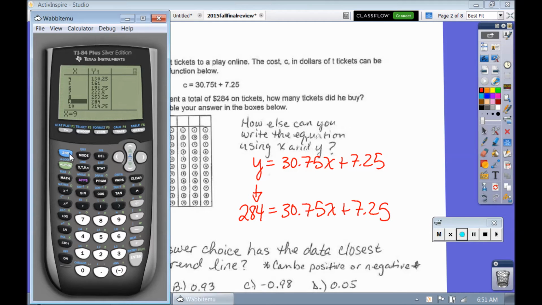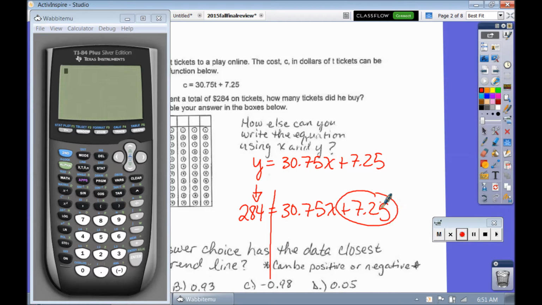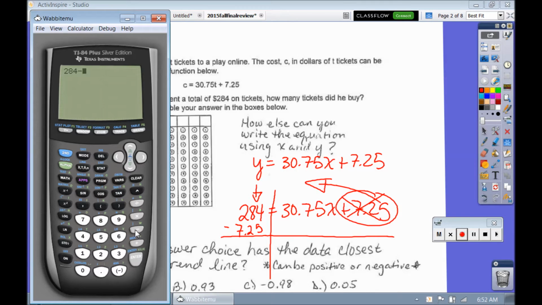So the first thing we're going to do is get rid of the positive $7.25 on the right. So when we move it over to the left, it's going to be negative, or minus. So take 284 minus 7.25. We'll use the calculator to evaluate that. And here we go, we get $276.75. And our last step is to divide that by 30.75. And guess what? You get 9.